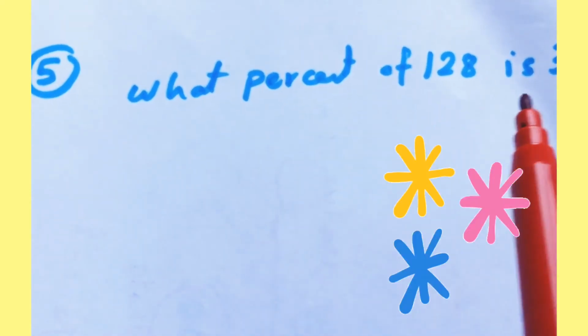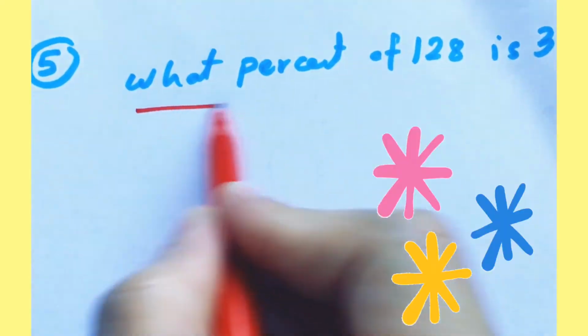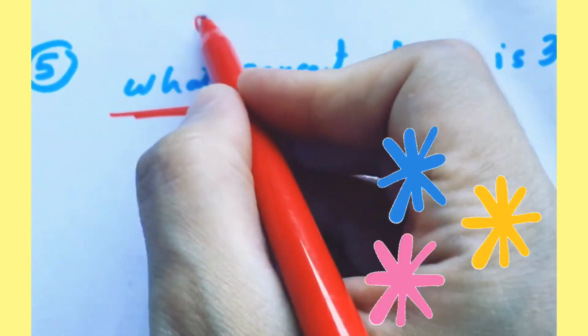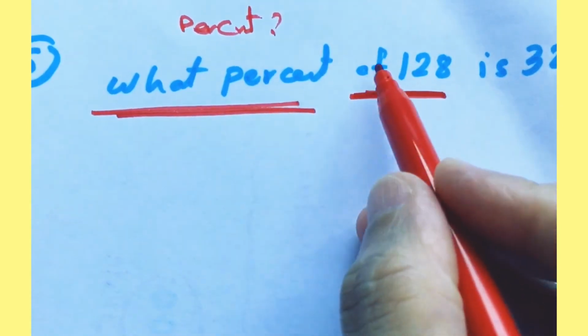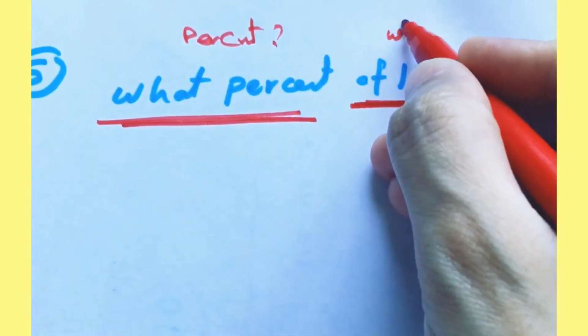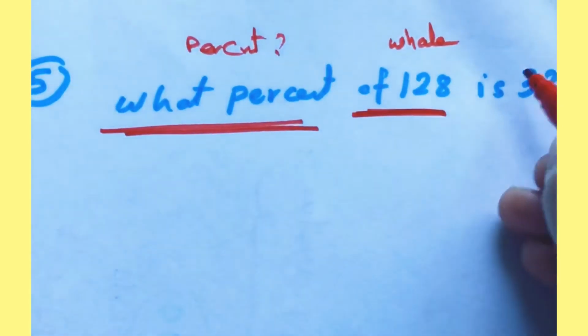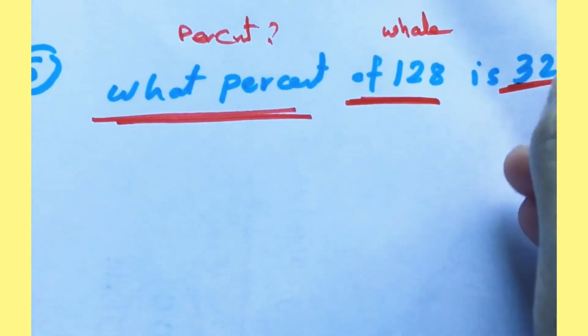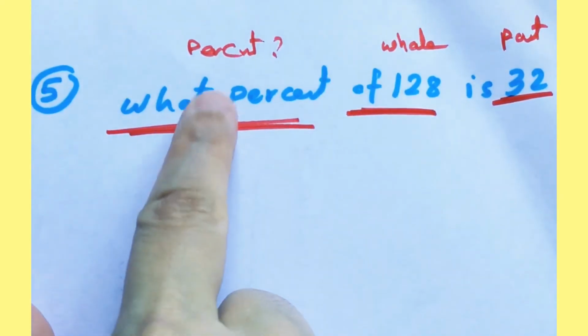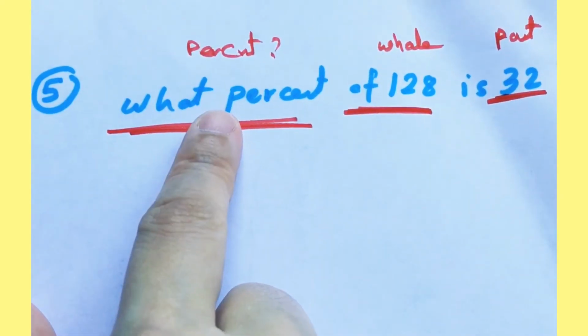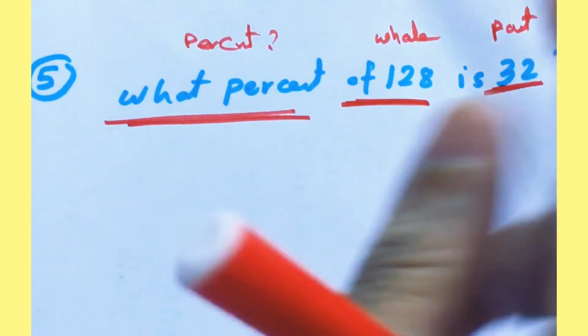What percent is 128 of 32? We want to know the percent, so the percent will be missing. After "of" is the whole number, so the whole is 32. The number after "is" will be the part. So the missing number now is the percent, and we have the whole and we have the part.